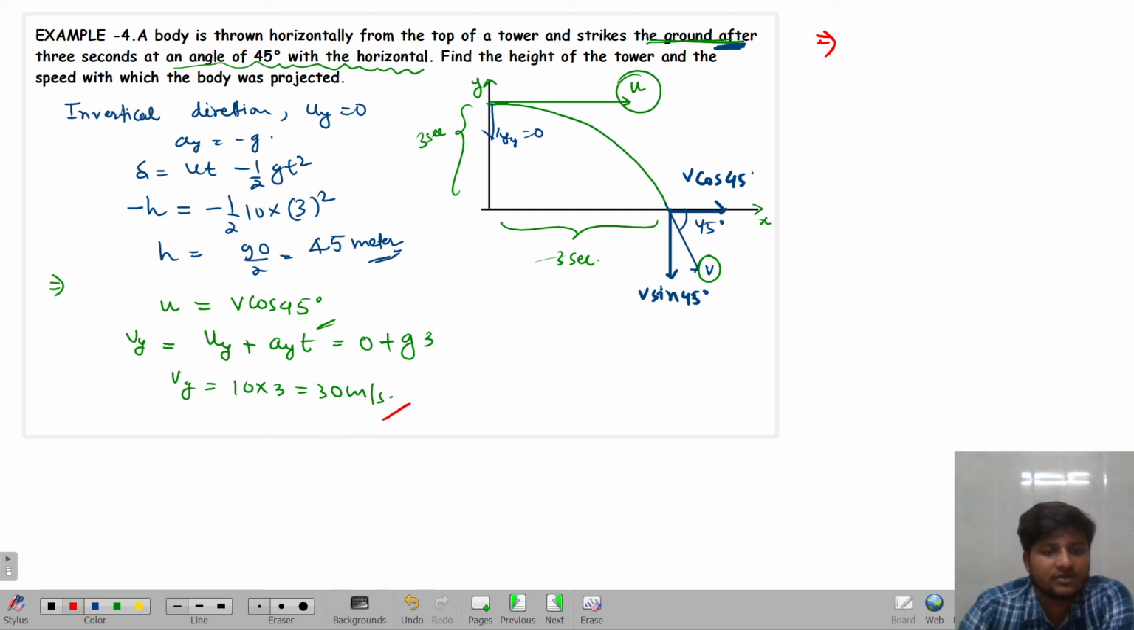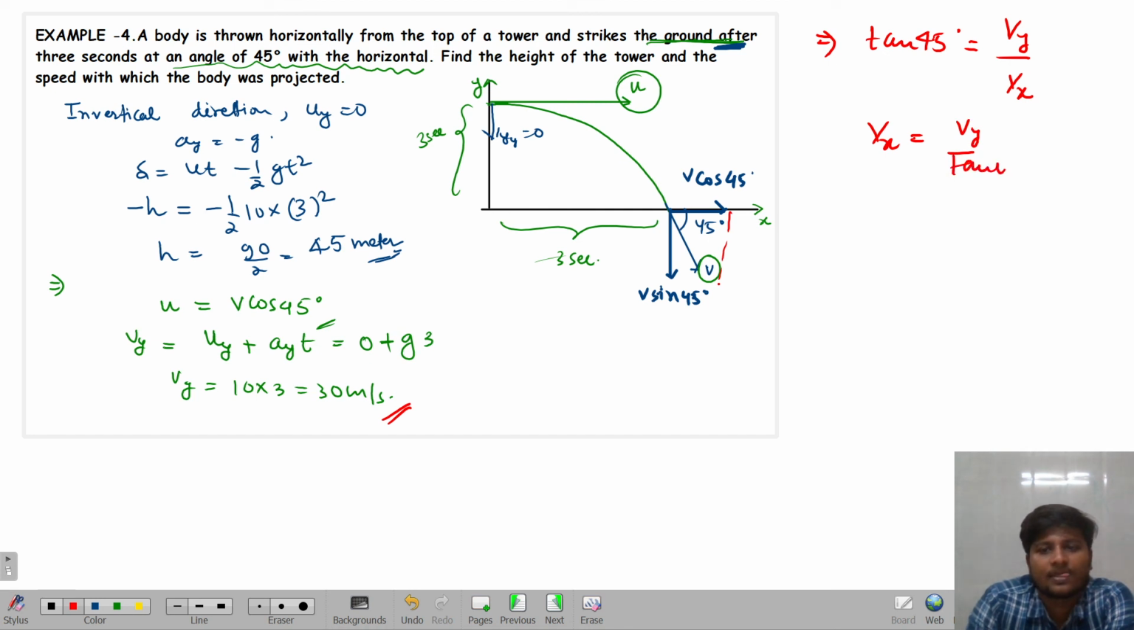So now look over here. As you got the velocity along the y direction, that is equal to how much? 30 meter per second. You can calculate the velocity along x direction as what? I can apply this formula. I can create one right angle triangle. I can apply tan 45 is nothing but velocity along y direction divided by velocity along x direction. So velocity along x I can get, that is equal to V of y divided by tan 45. Now tan 45 is how much?